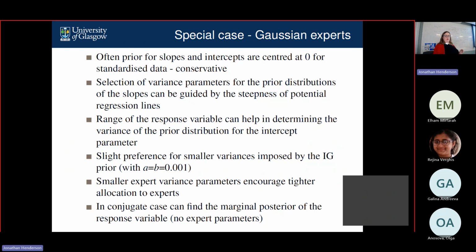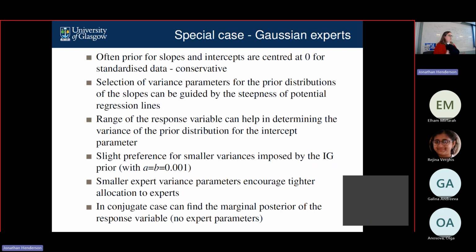Variance, you actually have to make decisions on this, and it's based on the idea of how steep you expect your regression lines to be. Now you can sort of look at data and get an idea for that. And the range of the response should also be looked at when you're trying to get the variability of that intercept parameter as well. The nice thing about the inverse gamma is that it has a little bit of a preference for smaller variances when you set these parameters to the usual settings that most people use.